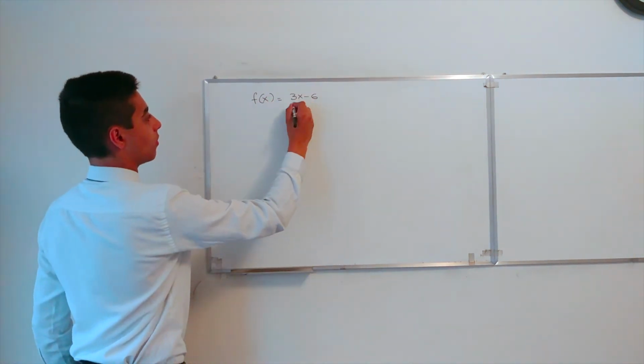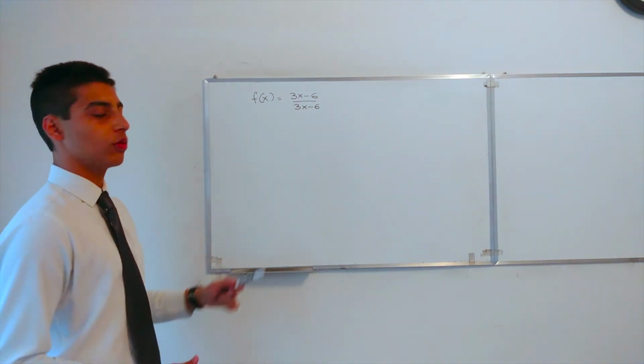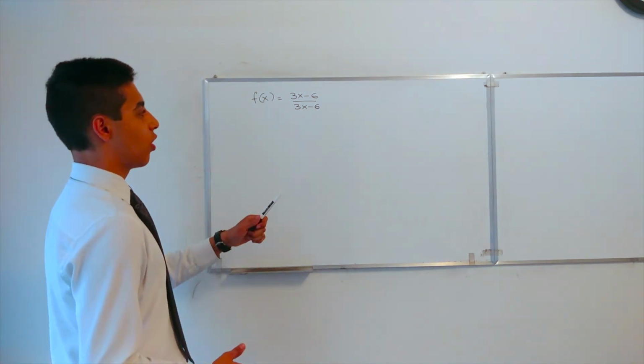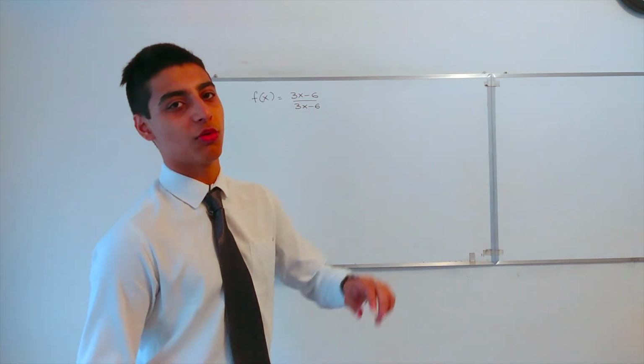And today we're going to be talking about limits. Let's get started. So let's say that we have a function where f of x equals (3x minus 6) over (3x minus 6). What happens when x equals 2? That is when we have a problem.